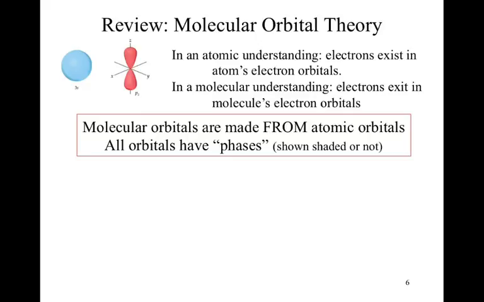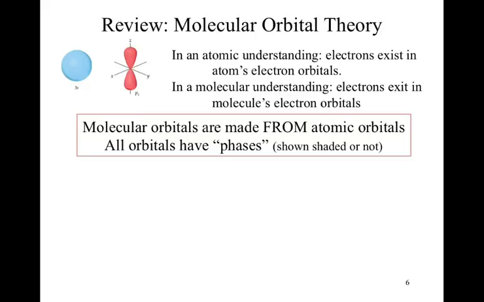So there's a couple rules that come out of this. Number one, our molecular orbitals are made from atomic orbitals. And just like we learned in Gen Chem, we can't create or destroy matter. If we start with 4 atomic orbitals, we will end with 4 molecular orbitals. Okay? And it's just going to be some kind of combination of those orbitals. The next thing that's important to note is that all orbitals have phases associated with them. Okay? And that is typically shown as shaded or not shaded.